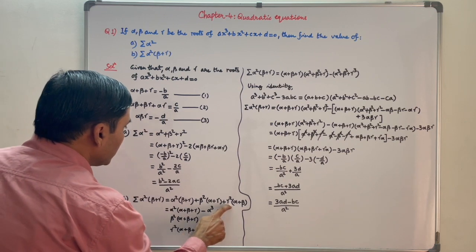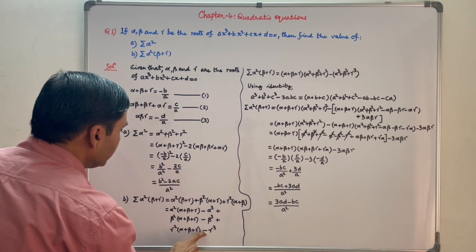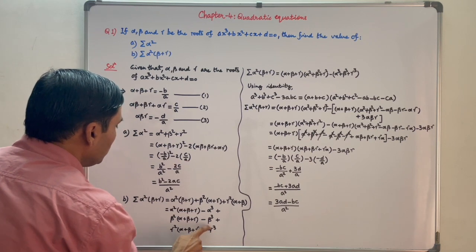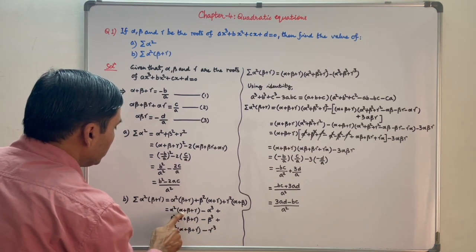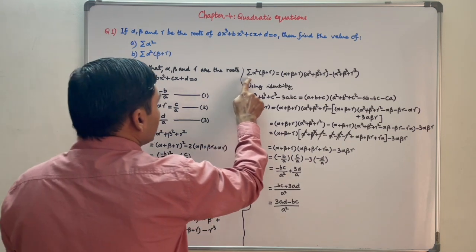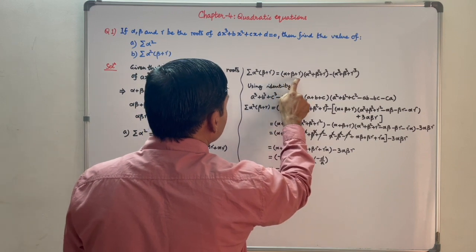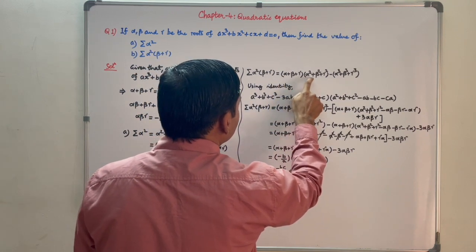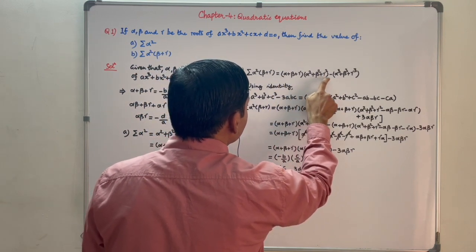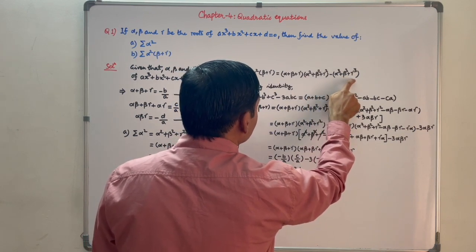And third term can be written as gamma square into alpha plus beta plus gamma minus gamma cube. Now we will take alpha plus beta plus gamma common in all three terms. So summation of alpha square into beta plus gamma is equal to alpha plus beta plus gamma into alpha square plus beta square plus gamma square minus alpha cube plus beta cube plus gamma cube.